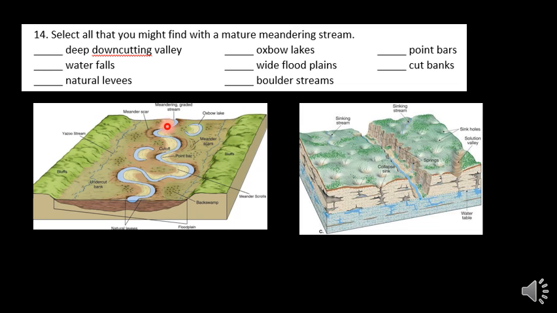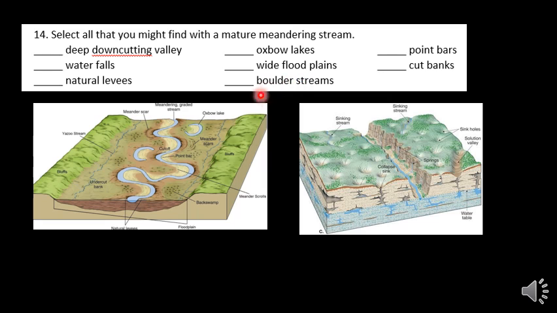And also, whenever it overflows its banks, whenever a stream leaves its channel and it's not confined to the channel anymore, it will lose energy. And when it comes out, if it doesn't have the energy, the sediment starts to fall out, and the bigger stuff falls first. So we'll have a buildup of sandy stuff all along the edges here. Those will be called natural levees, and so that would be a feature with our meandering stream. Wide floodplains we already talked about. Of course, we have those. Cut banks we already talked about.